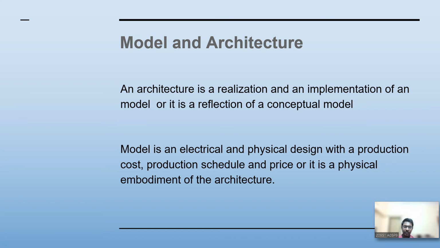So a model is something which exists in front of the eye, but an architecture is nothing but a realization or an implementation of a model. It could be on paper, and a model is the physical product that you can touch and feel. But an architecture is something you cannot touch or feel, but you can look at it, like diagrams on paper and so on.